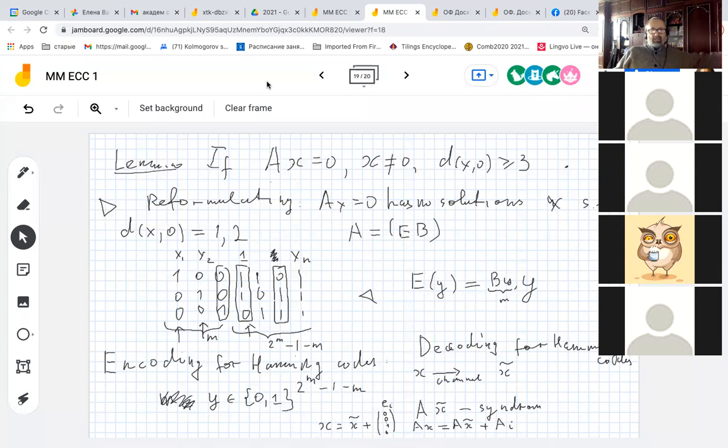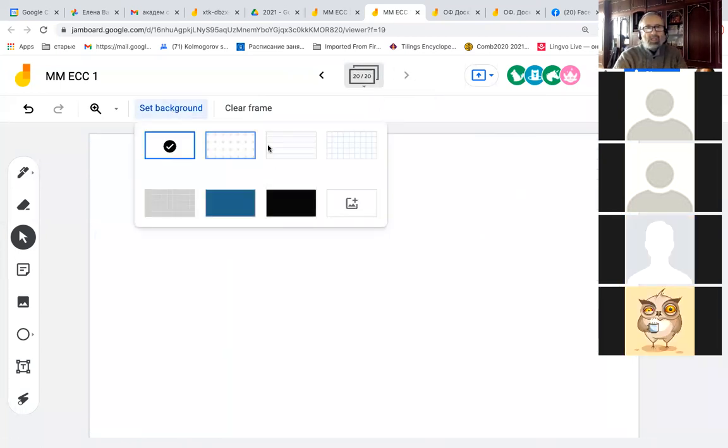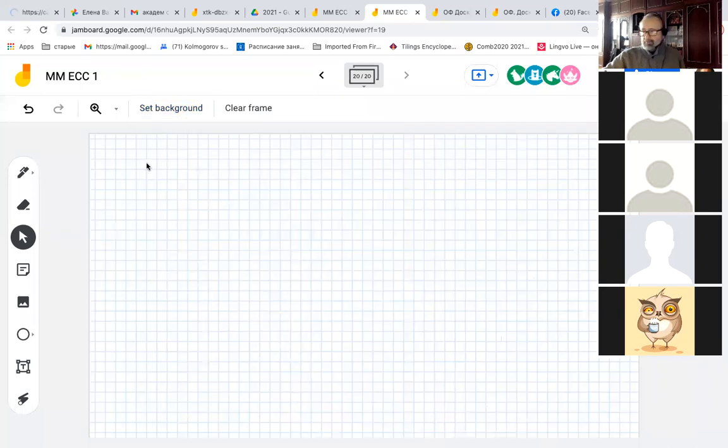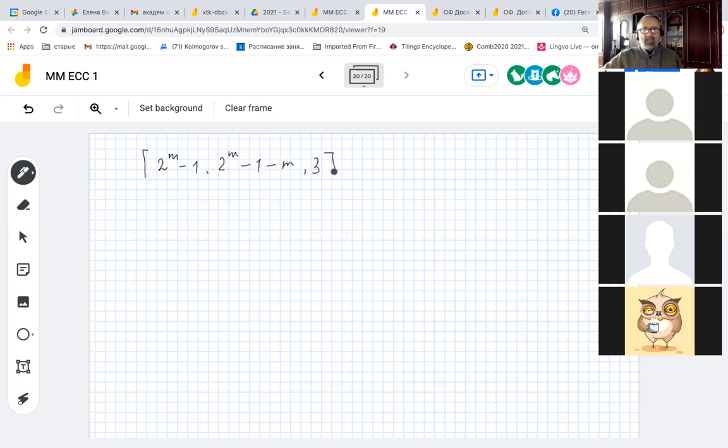So in the last class we considered Hamming code. I will recall now what parameters Hamming codes have. So m is an arbitrary integer, and for every m there is a Hamming code with parameters 2 to the m minus 1. This is the block length. The dimension is m bits less, 2 to the m minus 1 minus m. And the minimum distance is 3. And this is a binary code.